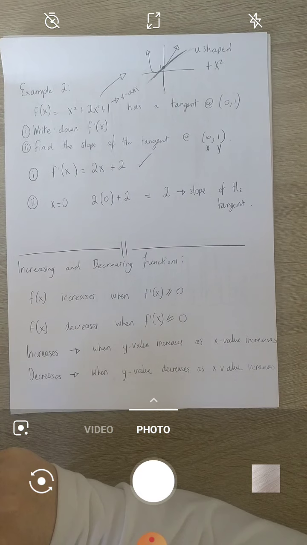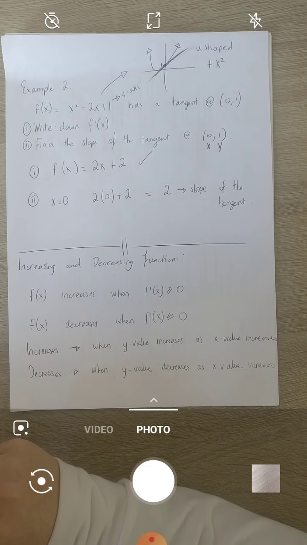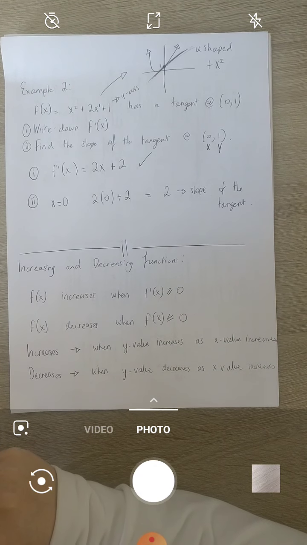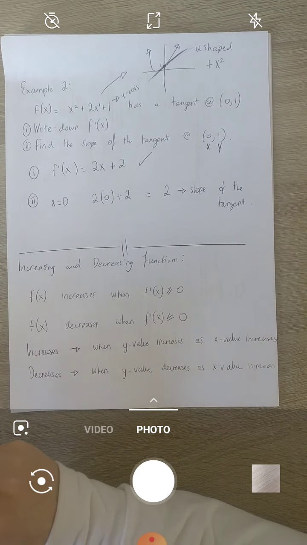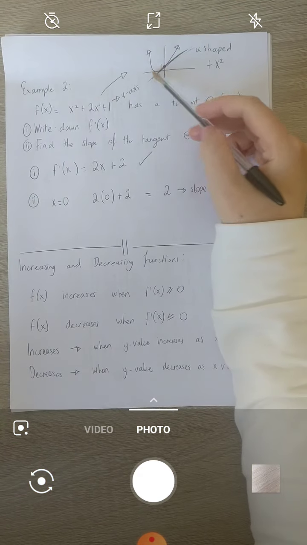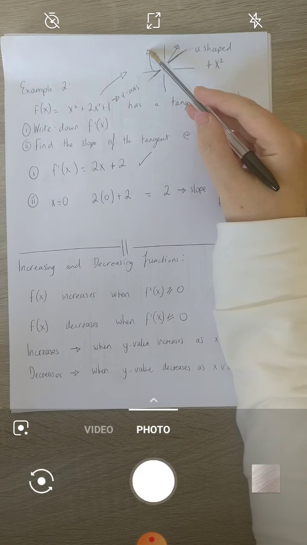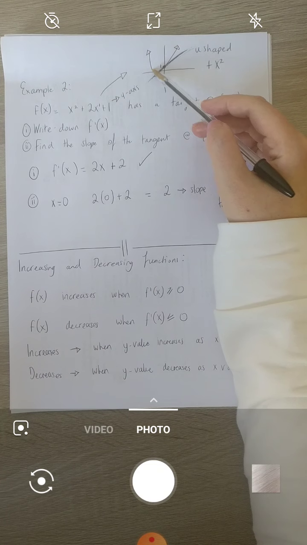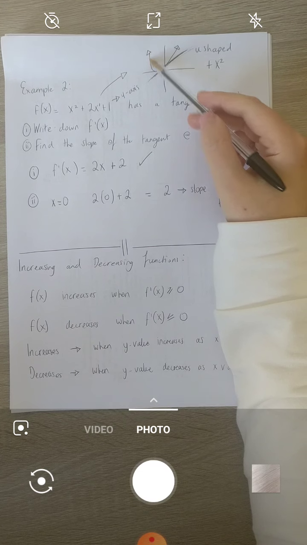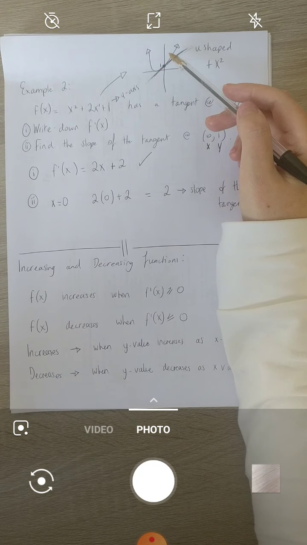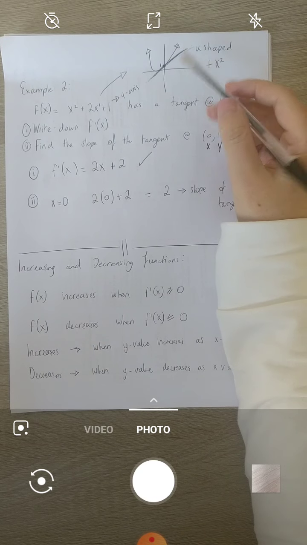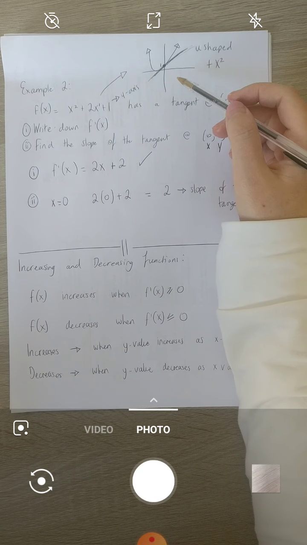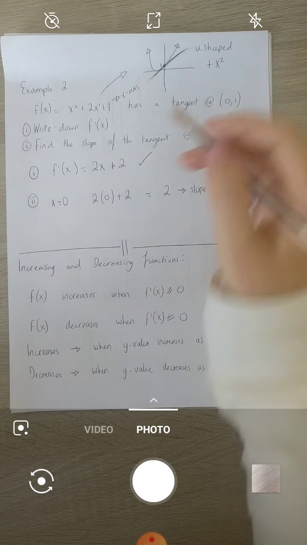Next, we're going to do an example of increasing and decreasing functions. So, what we're looking at here is when we look at our graph, at what stage is the function increasing and at what stage is the function decreasing? So f of x increases when f prime of x is greater than or equal to 0.